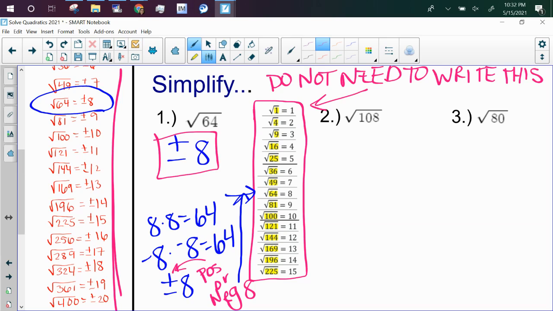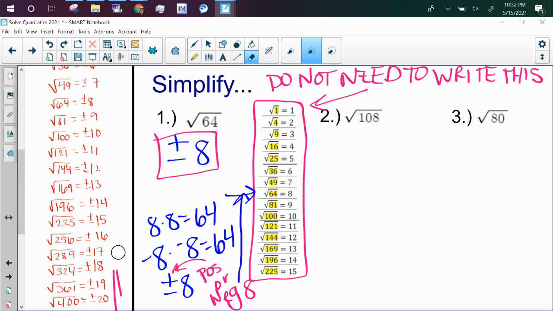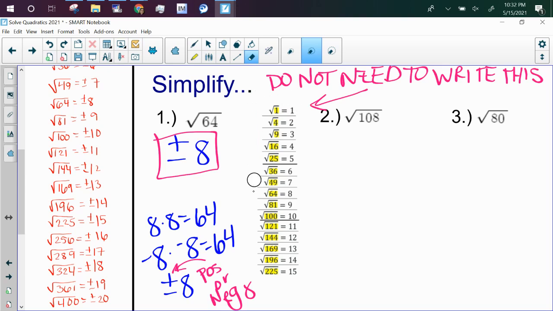Now, sometimes that number is not going to be so nice. It's not just going to be on the side of my paper where I could just circle it and write down the answer. Sometimes I'm going to have to actually do some work to find it. So this next one, we've got the square root of 108. Okay, so when I look at the list, remember I go bottom up. So 108 is between 100 and 121. And my goal is to find the biggest one that will break into it evenly.